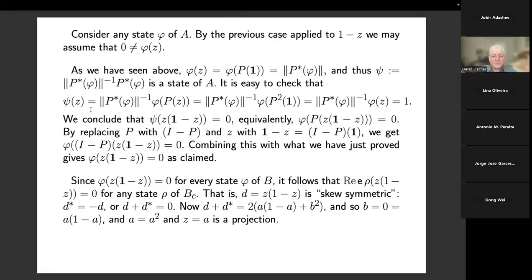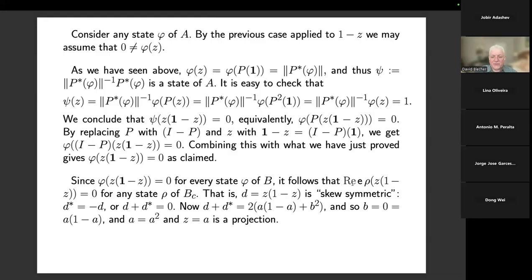And here is the argument in the next two paragraphs. I won't take the time to read through these paragraphs, but if you just stare at the screen, you can see there's nothing too troublesome that appears here. It's just some algebraic steps and checking values of norms, etc., to give you that phi of z(1 minus z) equals 0 as claimed.